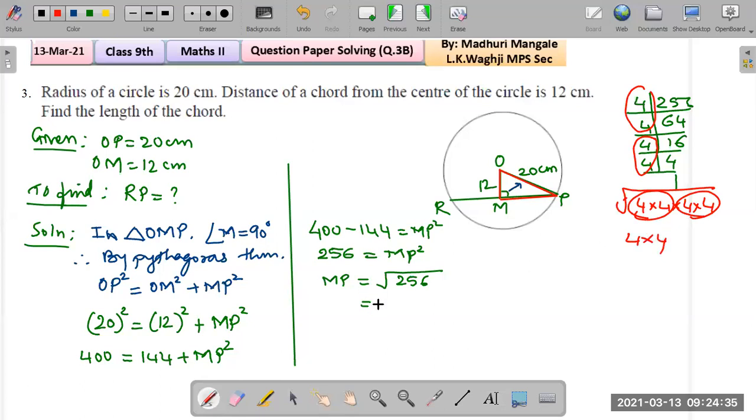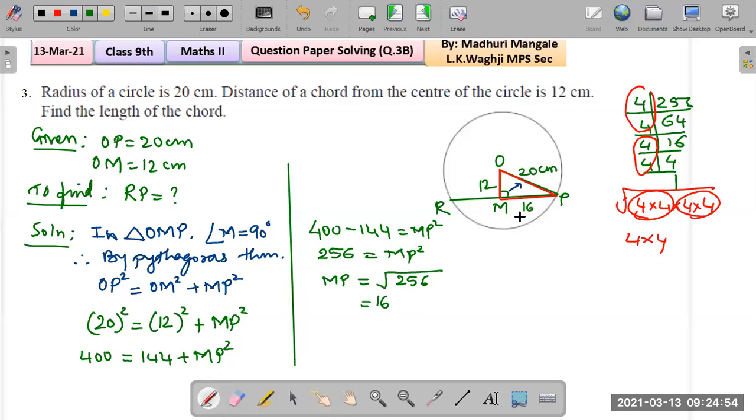That has to be 16. That's how you get the square root of a number. Better you memorize perfect squares till at least 25. Okay, so the square root of 256 is equal to 16. So here we have got MP equals to 16.